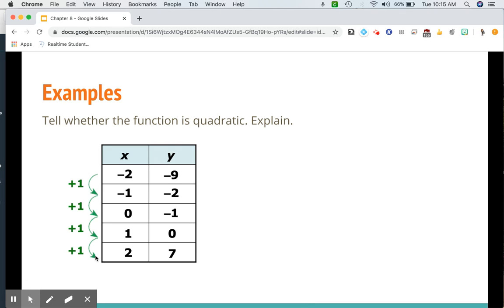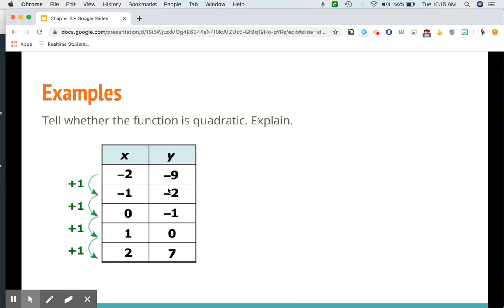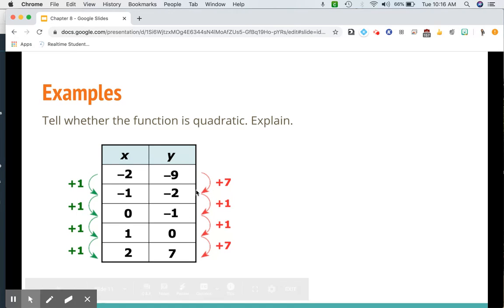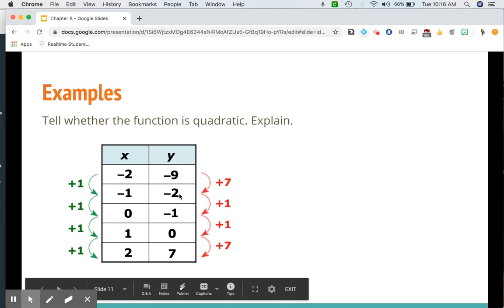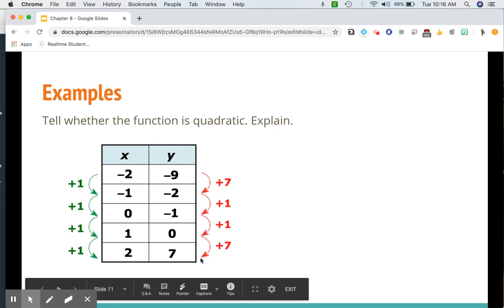Now you can move over to your y values and look there. So you're looking at how do you get from -9 to -2? How do you get from -2 to -1? How do you get from -1 to 0? And how do you get from 0 to 7? Well, first you're going to add 7, then add 1, then add 1 again, then add 7.